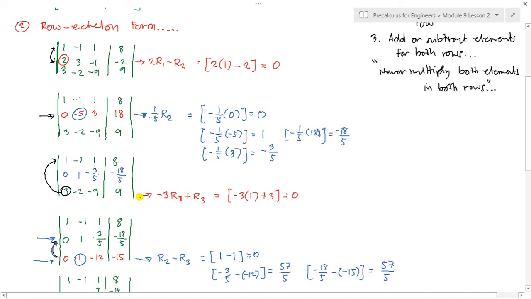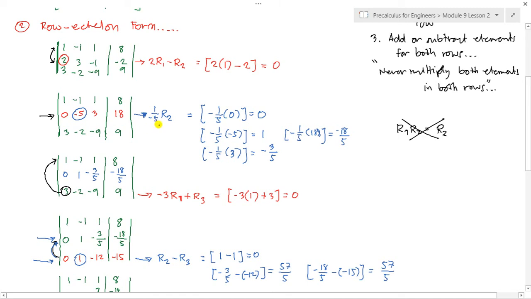Just remember, class, don't use this. This is the most restricted. You can't multiply the elements of row 1 by row 2 to get the new row 2. That is not allowed, class. Not allowed to multiply rows. You can only add or subtract, then multiply by a constant.